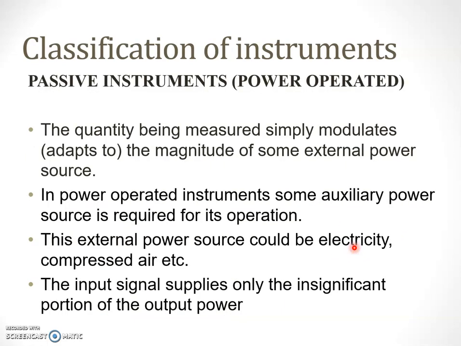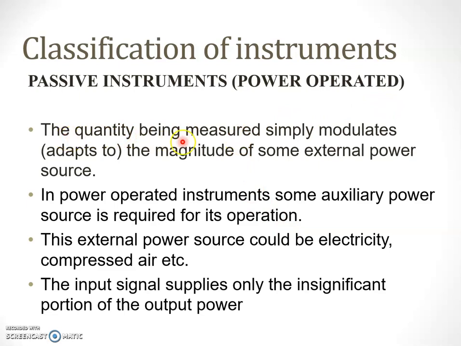So first we are discussing the power operated and self operated instruments. Power operated instruments are also called passive instruments. From the term it is clear that this type of instrument requires power, that means it requires an external or auxiliary power source for its operation. If an instrument requires some electricity, it belongs to this power operated instrument.